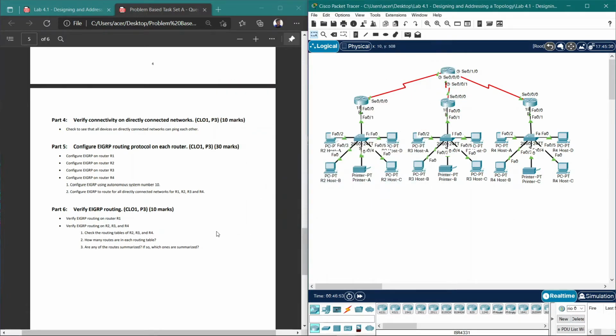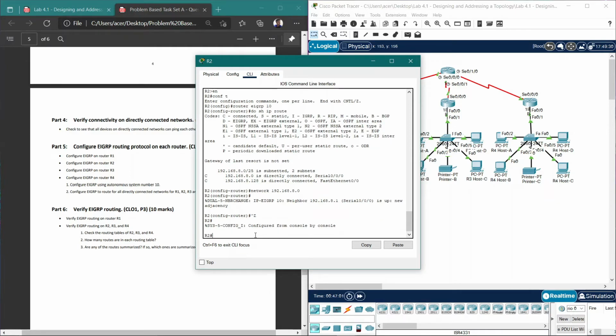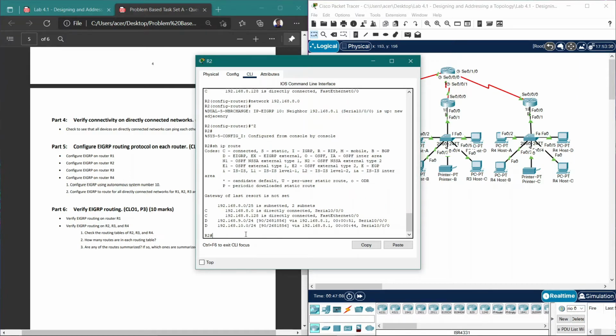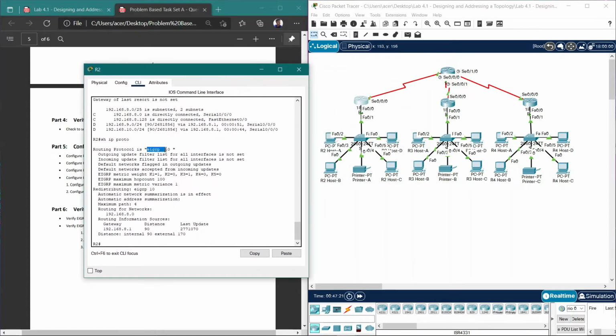And the next will be part 6, verify EIGRP routing. To verify EIGRP routing, we can use various commands. Show IP route, and in show IP route we can see there are two connections in R2. Next will be show IP protocols. In show IP protocols we can see the EIGRP 10 and the one network we configured before, with the gateway 192.168.8.1.